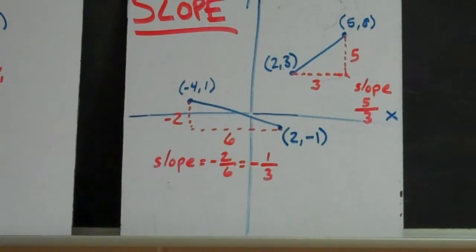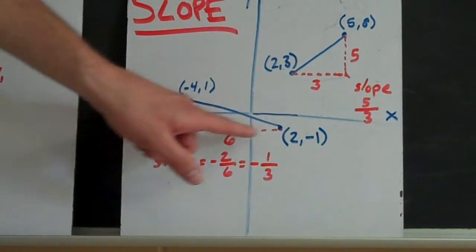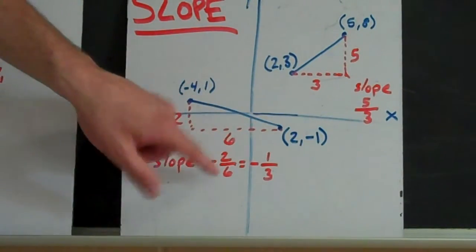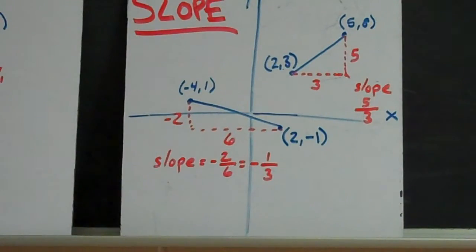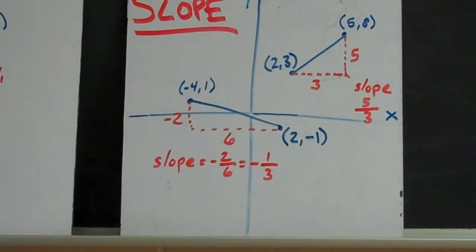So slope is your change in height, -2, divided by your change in width, your change in x value, 6. And then we reduce. -2 over 6 reduces to -1/3.